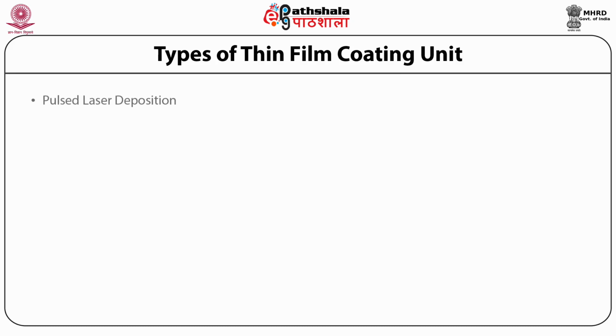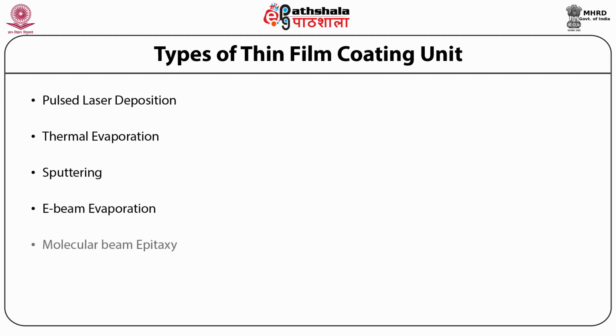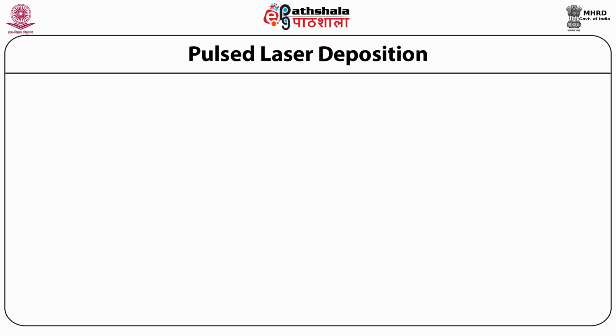So the first one is the pulse laser deposition technique. The second one is thermal evaporation. The third one is sputtering. The fourth one is E-beam, electron beam evaporation. The fifth one is molecular beam epitaxy. And the last one is PECVD, or plasma enhanced chemical vapor deposition technique.